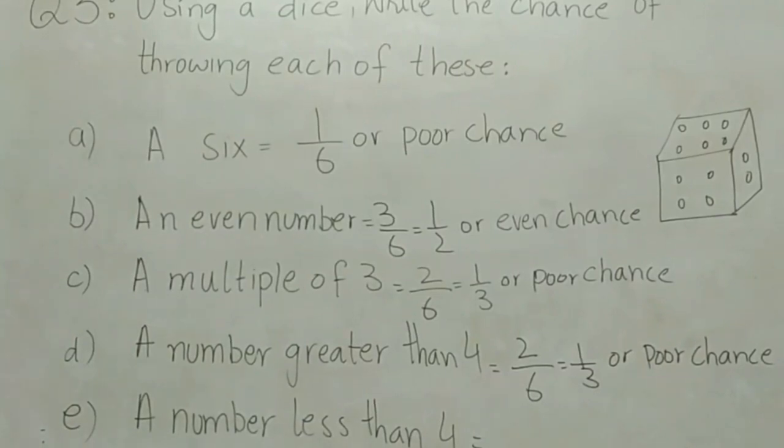So now come on E part, a number less than 4. As you know, which numbers are less than 4 in dice? 1, 2, 3. So there are 3 and total outcomes are 6. So you write 3 out of 6, and that means half. Half means even chances, 50-50 chances. So you write even chances. So let's write.